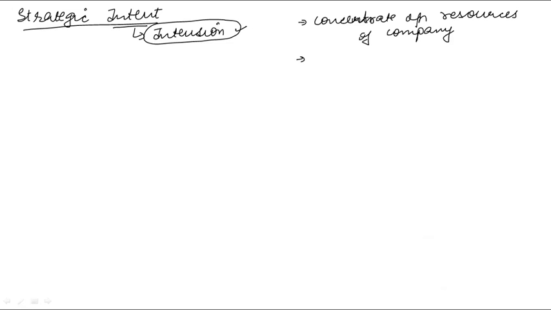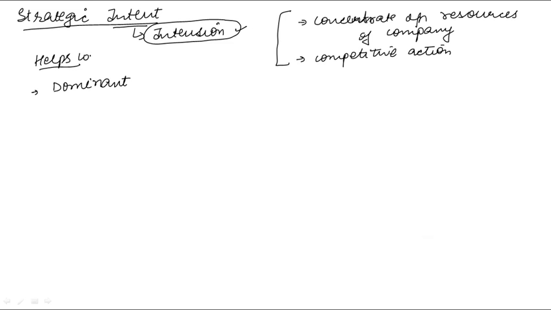And after that, what is over there in the next part? If you are going to concentrate on the resources of the company, and after that the competitive actions, how you can attain a particular competitive advantage. So this strategic intention basically signifies these kinds of things. And how is it helpful? It helps the company in becoming the dominant company in the industry.